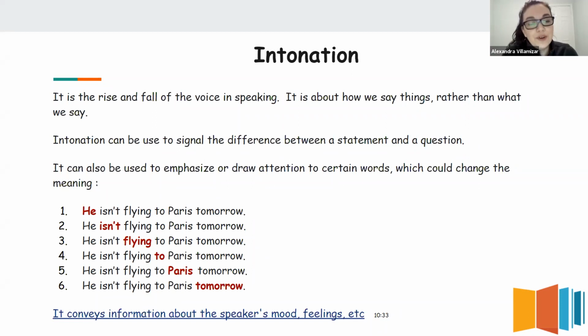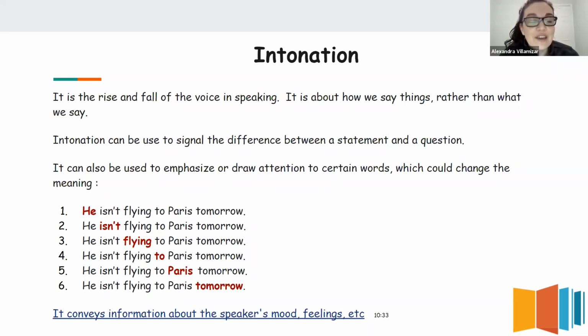What about number 4? Who would like to read number 4? I'll do it. He isn't flying to Paris tomorrow. And what does it tell me? He may not be flying to Paris. He may be flying to London. Or maybe he isn't flying to Paris. Maybe he's coming back from Paris, right? Yeah, you're right.